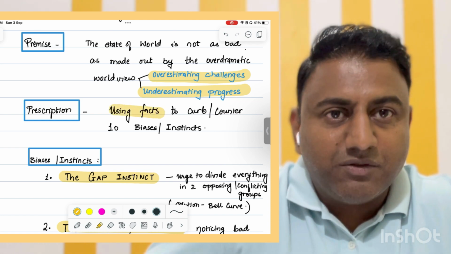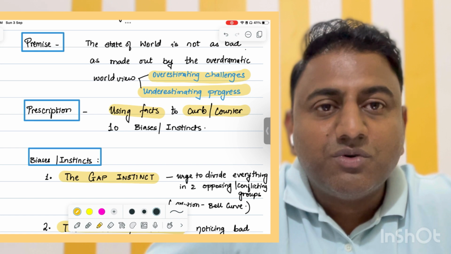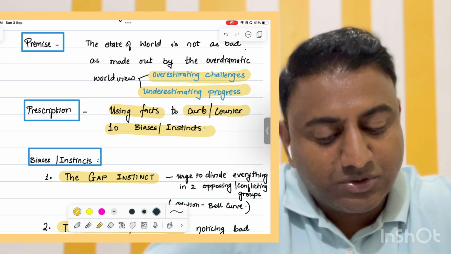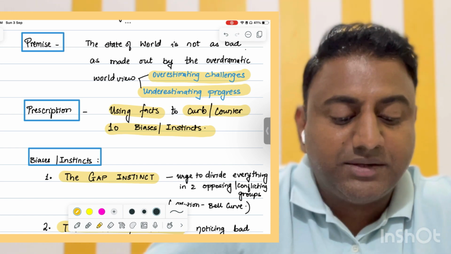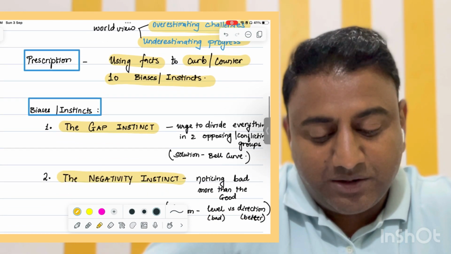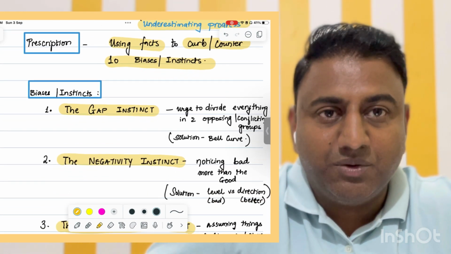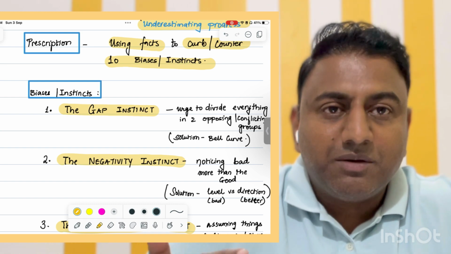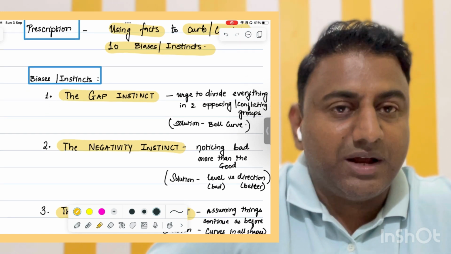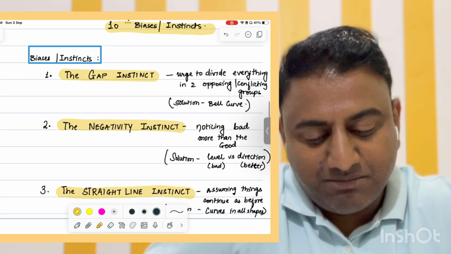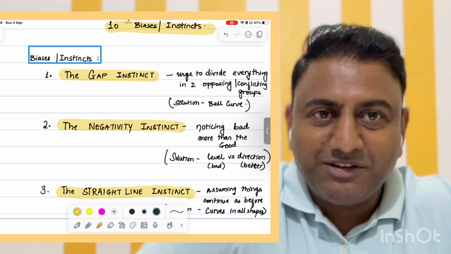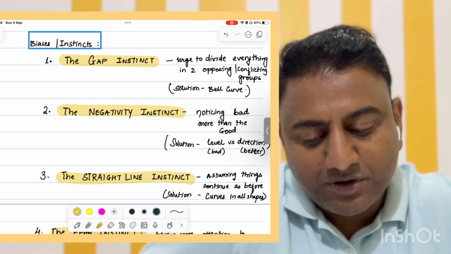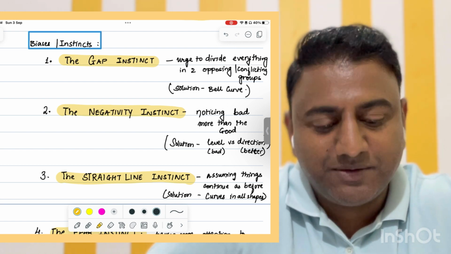The prescription that the book gives is that we need to use more and more facts, facts that would help us curb and counter 10 identified biases and instincts so that we have a better worldview of what we are facing. Now in the book, one by one, all these 10 biases and instincts are dealt with. With each bias or instinct, a small description is given, what exactly is that instinct, and then a specific solution is given.